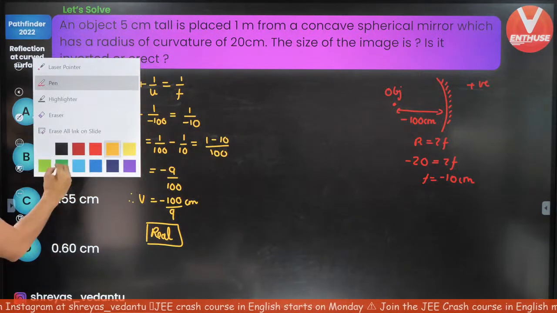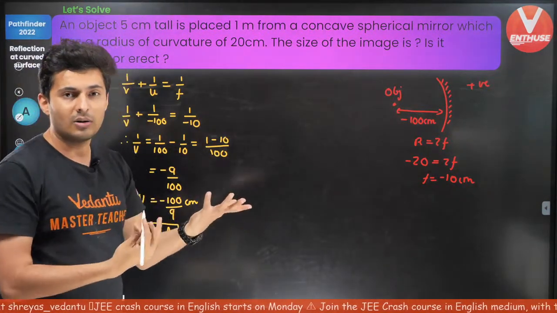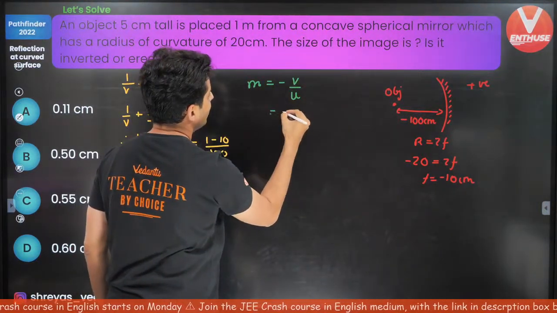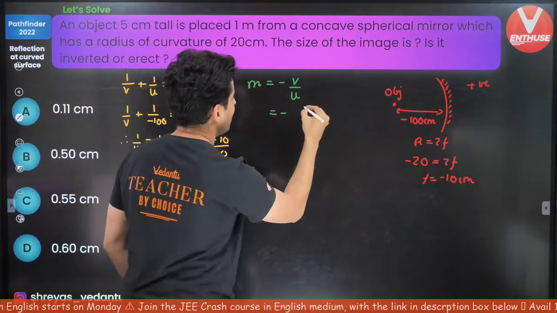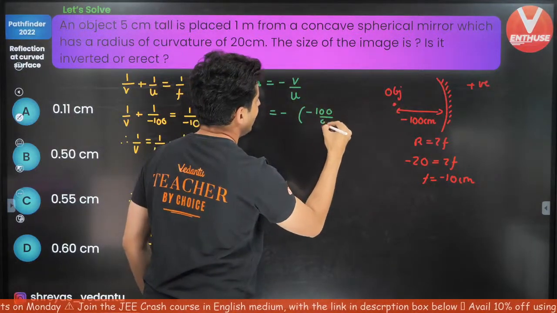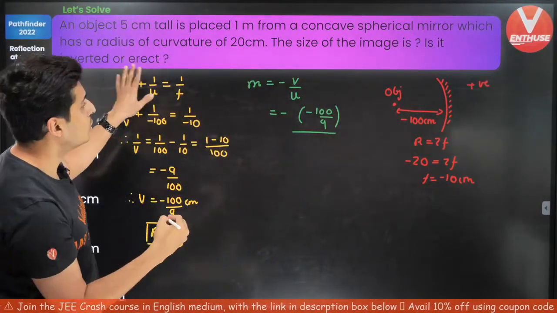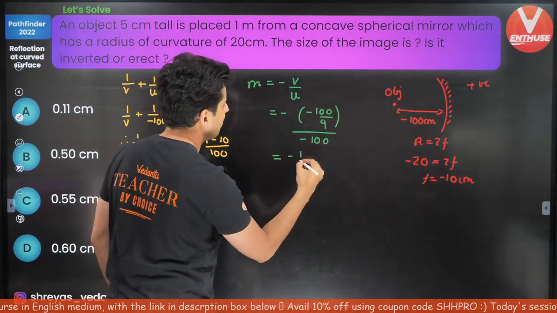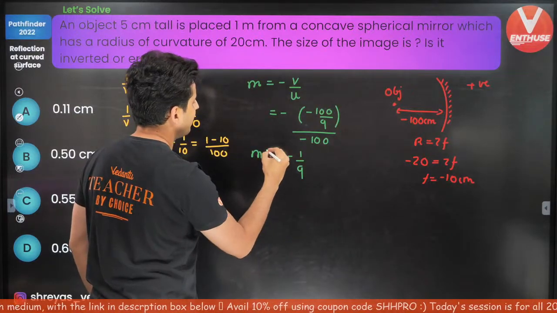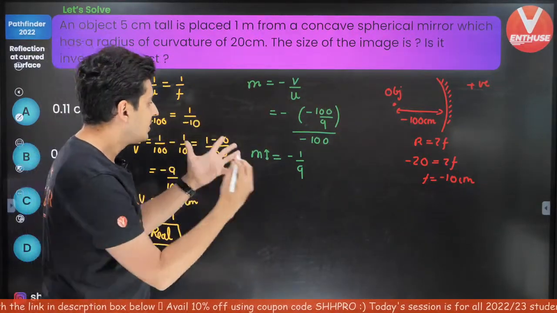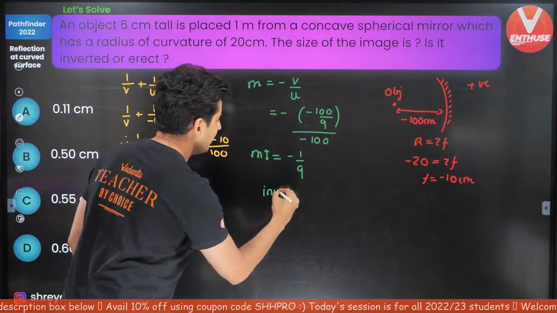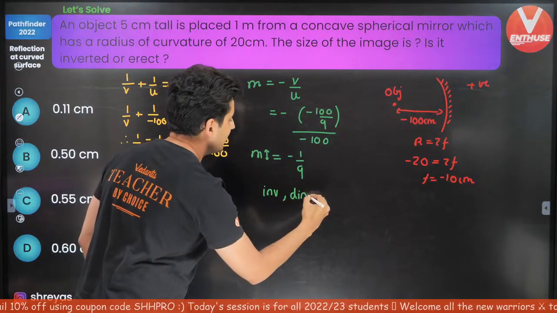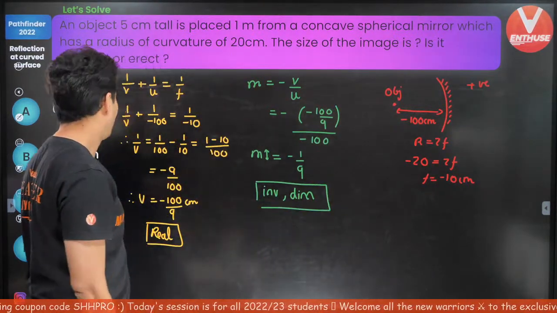Next, I'll figure out the inversion or magnification. So magnification is minus V by U. So it will be minus of V, which is minus 100 by 9, the whole thing divided by U. U is minus 100. Minus 100 and minus 100 cancel. So it will be minus 1 by 9. That's your magnification. Now once you get this, you clearly know it is inverted in nature and it is less than 1, so it is diminished. It is diminished and it is inverted.